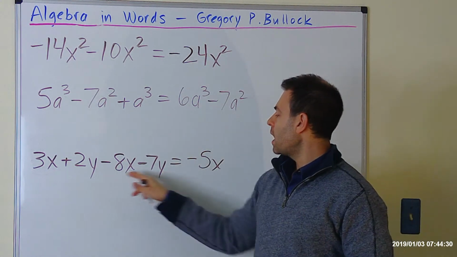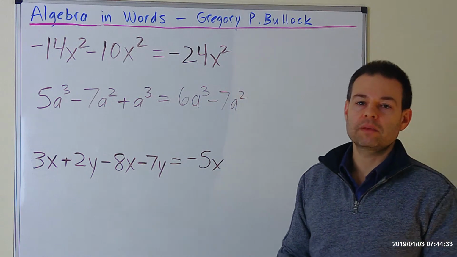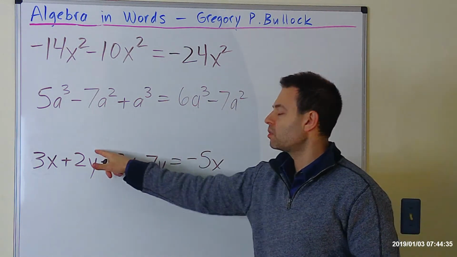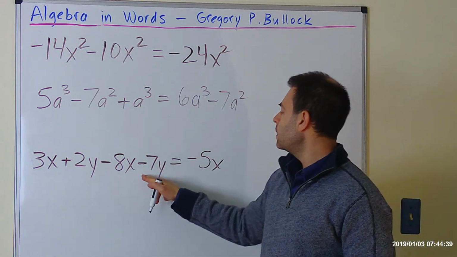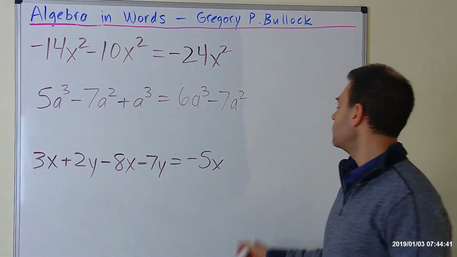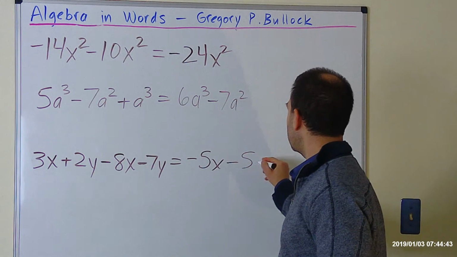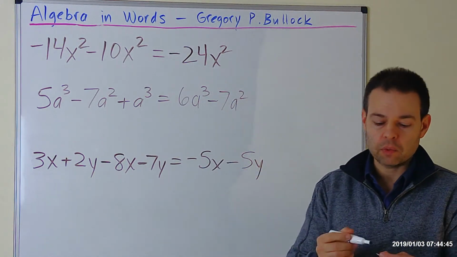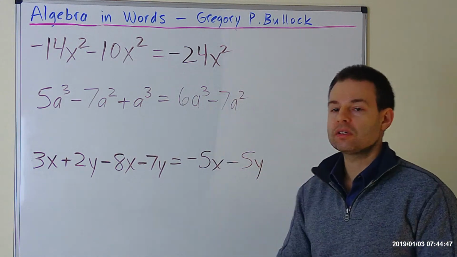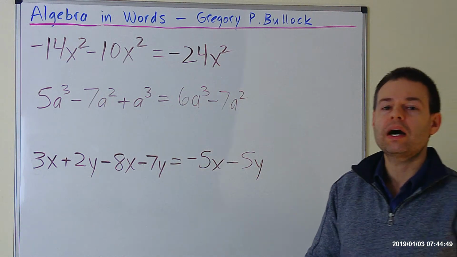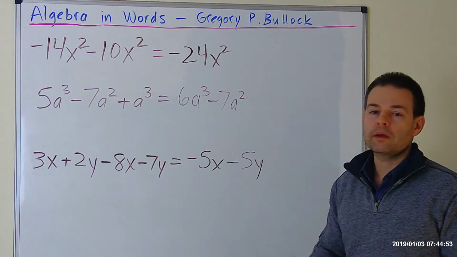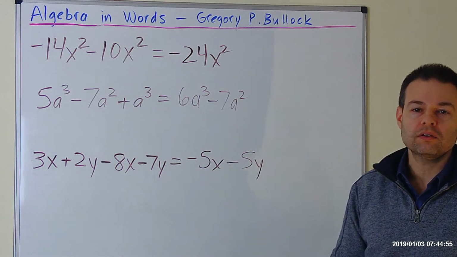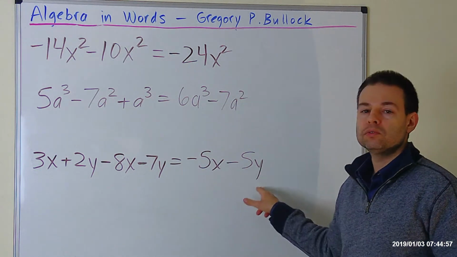And then what about the y terms? Are they alike? Yes, they are alike because they also have an unwritten power of 1. So we can combine 2y minus 7y to get negative 5y. So the answer to that question is negative 5x minus 5y. And that's pretty much the end of that problem. Again, what kind of polynomial would this be considered? A binomial, because again, there are 2 terms.